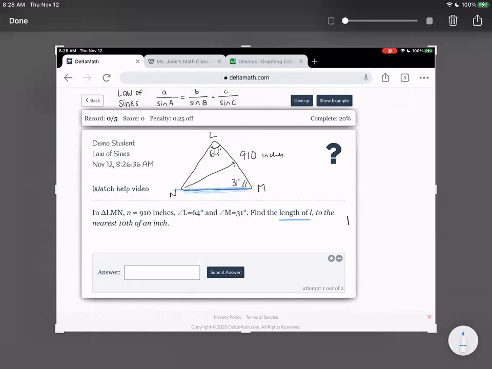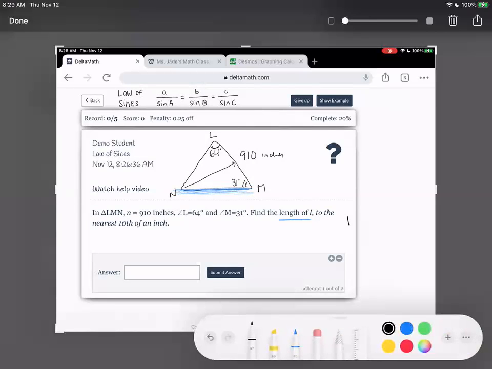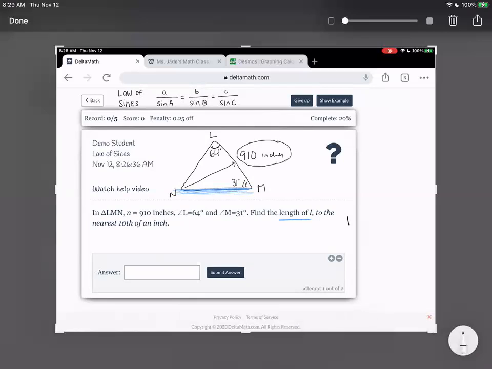In order to find this side length, we need to use the proportions in law of sines. We're going to use this side length in our proportion because it's the only side length that is actually given to us. But in order to use that side length, we need to find out what this angle is, this angle over here at N. I just drew a blob there so that you can see where I'm pointing. So we're going to have to find that angle.